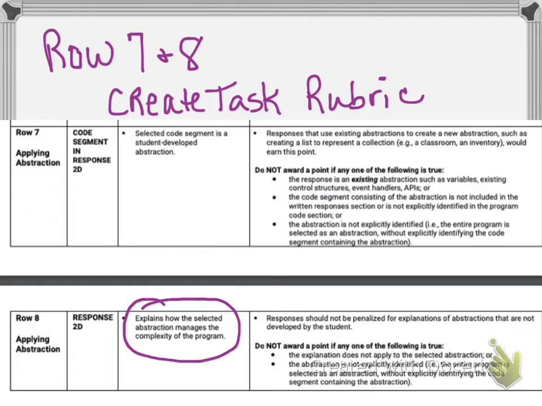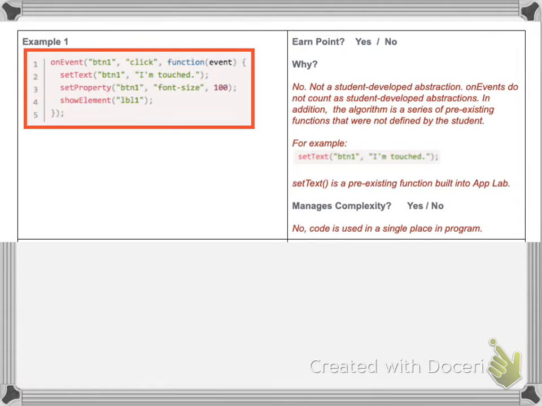So basically what that means is you're going to explain how it simplifies things. So instead of having lines and lines and lines of code, you've looked for repeated code that you could make into a function. You've managed the complexity. Okay, so let's look at some examples, and the responses from the College Board are written here also. So we'll just go over these.